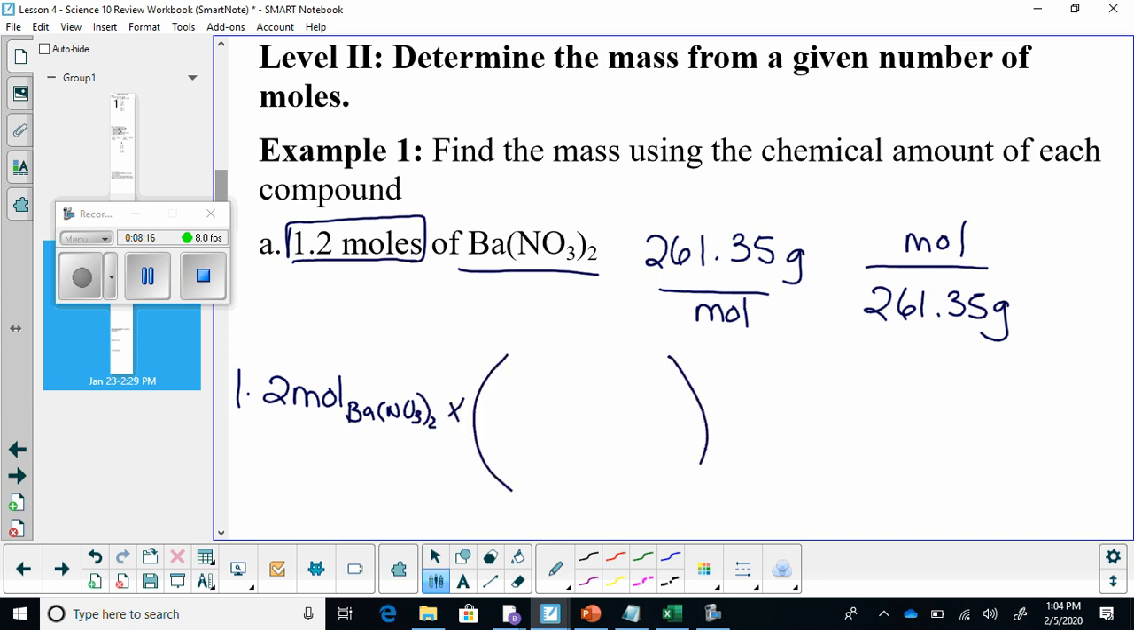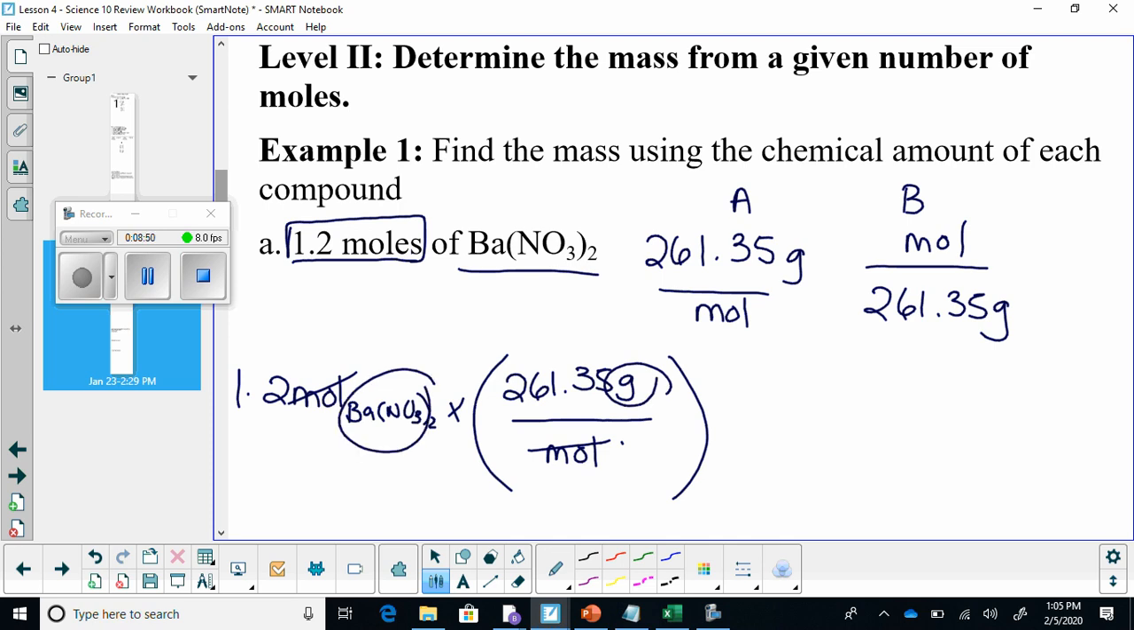I am now going to use a ratio that cancels out the moles. So moles is currently in the numerator. In order to cancel it out, I have to have a mole in the denominator. So if I were to pick a ratio, A or B, which one makes sense? A, right. So A, we're going to go 261.35 grams per mole. Mole cancels out, and I am left with grams of barium nitrate.